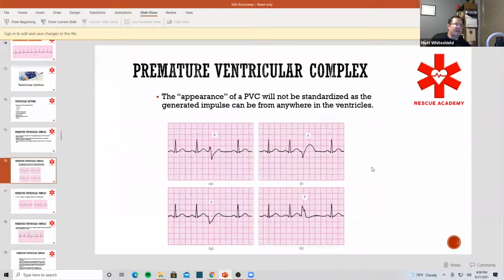So looking at this, it says the appearance of the PVC will not be standardized as a generated impulse can be from anywhere within those ventricles. And they can vary widely, all right? All three examples of these PVCs are completely different.